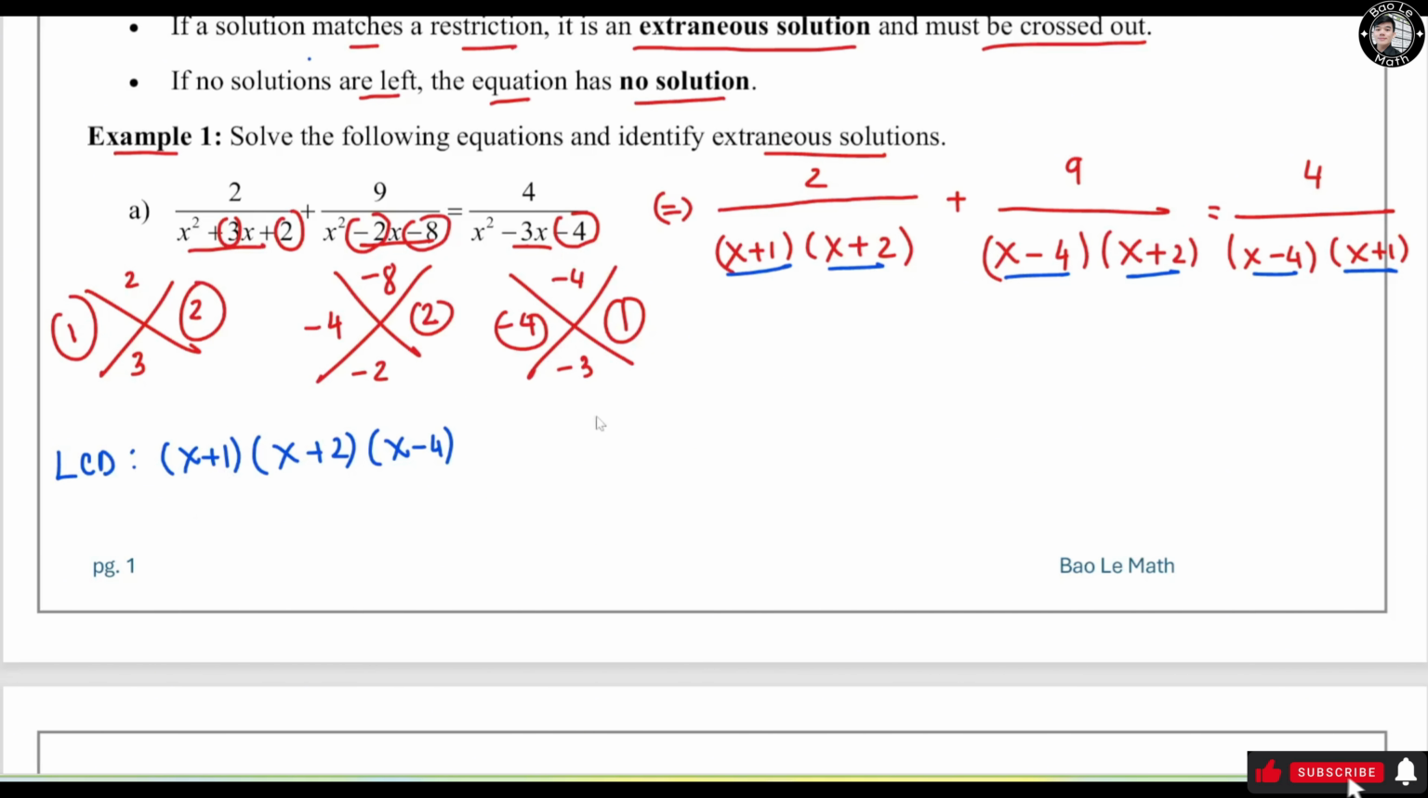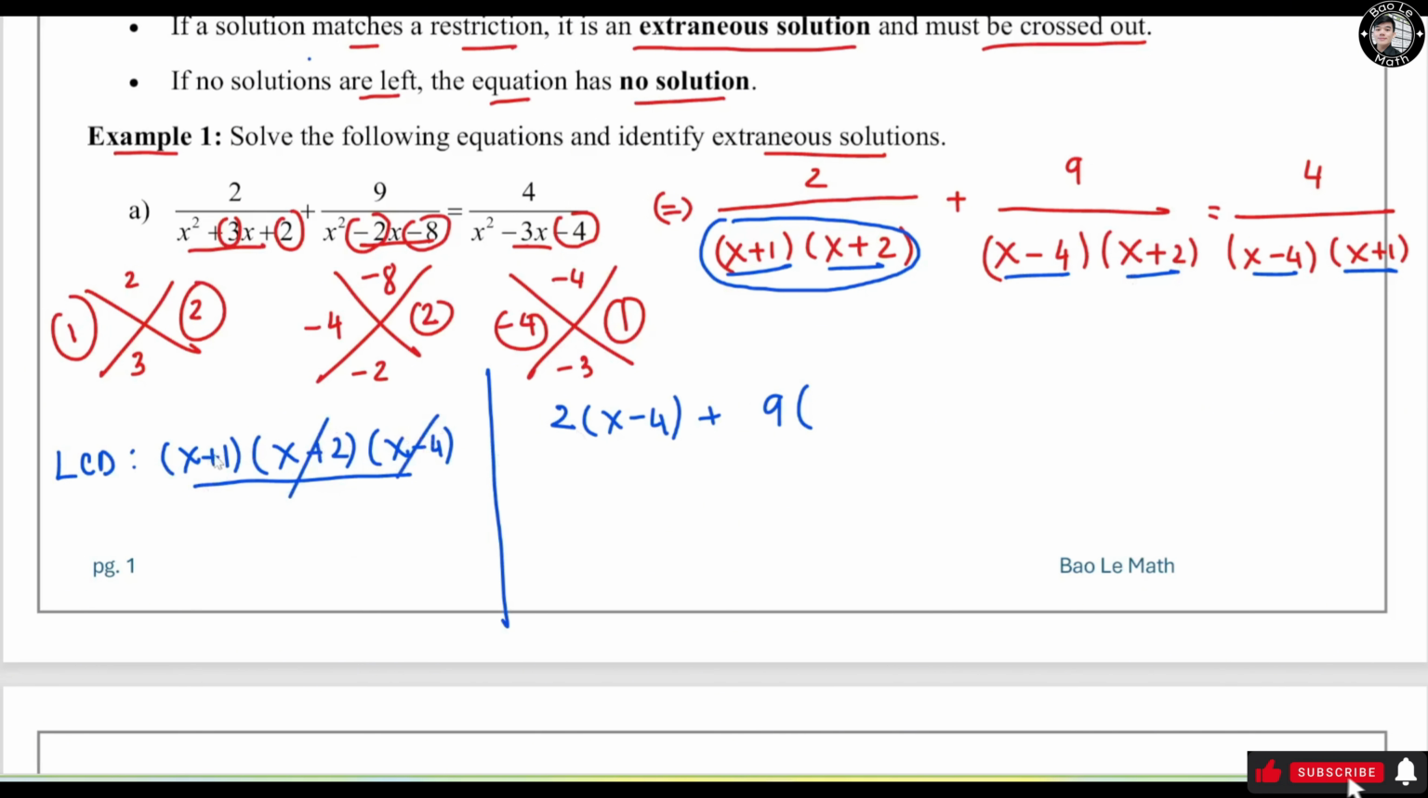We're going to multiply both sides by the LCD. Look at the bottom here, we have x plus 1 and x plus 2. If we multiply both sides by the LCD, those cancel out, and we only have x minus 4 left. So we have 2 times (x minus 4) plus 9 times, we have (x minus 4)(x plus 2), so x minus 4 and x plus 2 cancel out, and we have x plus 1 left. So it's going to be 9 times (x plus 1), equals 4 times, similarly, we have x plus 2 left.